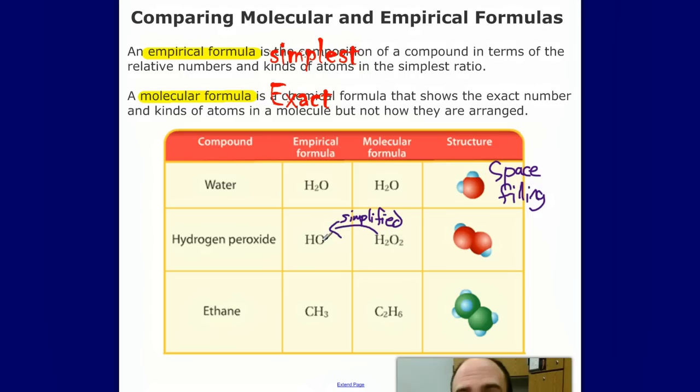So, how do I simplify this? Well, look, both subscripts have the 2 in them. Let's do the least common denominator, divide both by 2. I end up with just an H and an O. Same thing happens here with ethane. I'm going to divide both of those by 2 to simplify it to get my empirical formula.